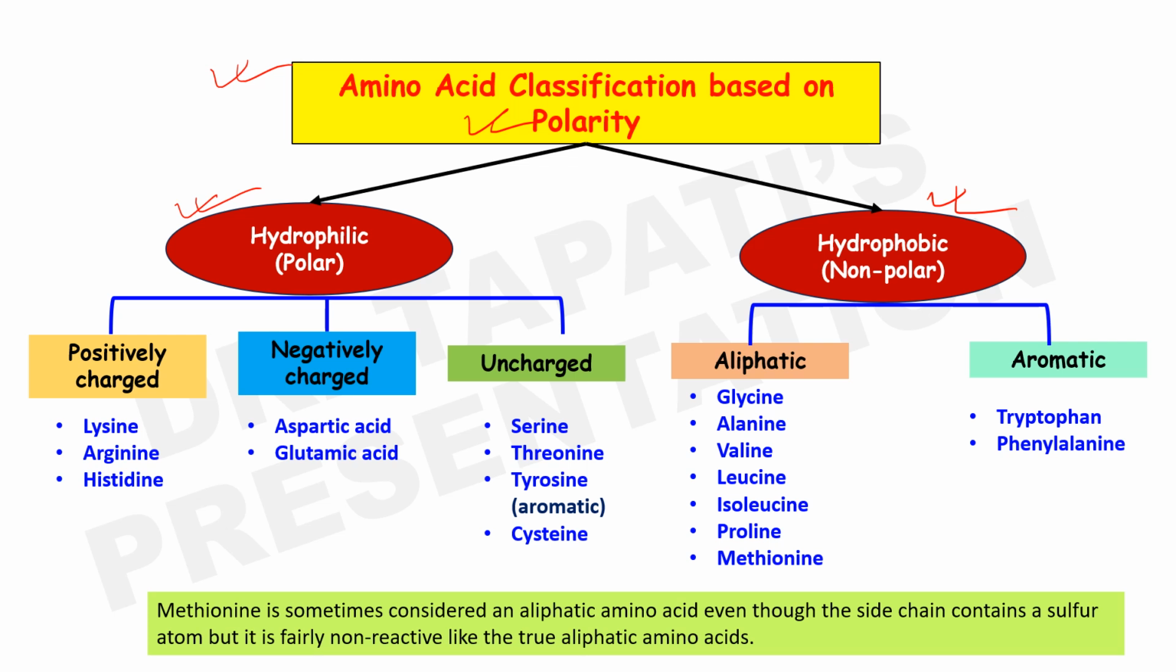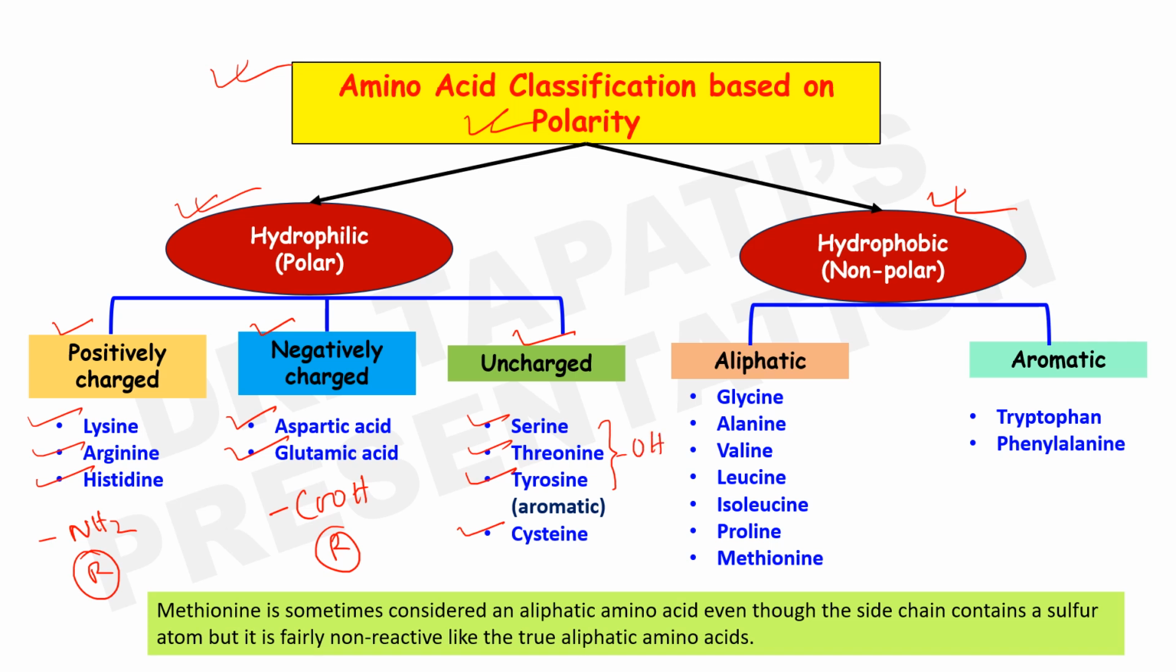Hydrophilic or polar amino acids are of 3 types: positively charged, negatively charged, and uncharged. Examples of positively charged amino acids are lysine, arginine, and histidine. They have an extra NH2 group in the R group, whereas negatively charged amino acids, including aspartic acid and glutamic acid, have an extra COOH group in R. And among uncharged amino acids, examples are serine, threonine, tyrosine, and cysteine, where serine, threonine, and tyrosine have an extra OH group in R, and in cysteine, an extra SH group is present.